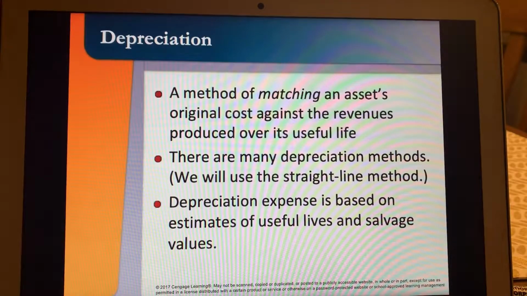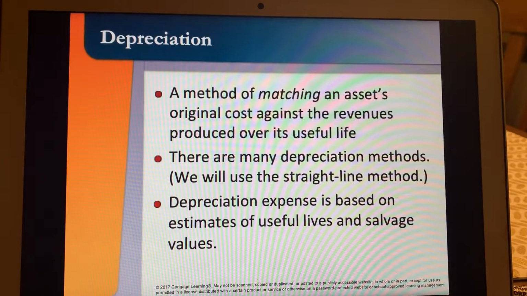A method of matching an asset's original cost against the revenues produced over its useful life. There are many depreciation methods. We will use straight line method. Okay, there's double declining balance as well, but you won't get into that until accounting 200. There's another method, but I won't even talk about that as well.